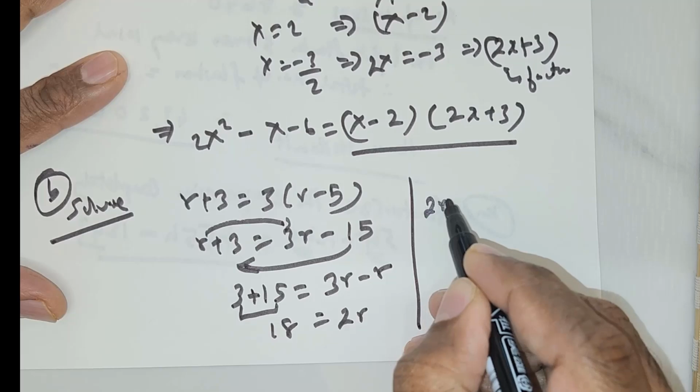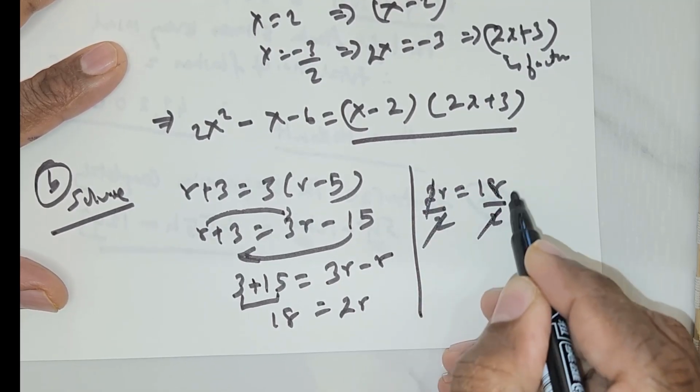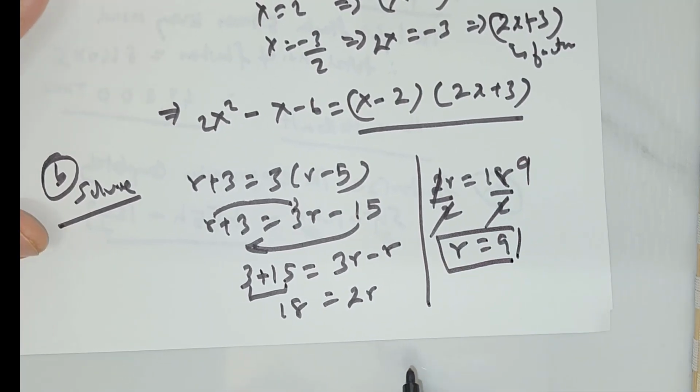So this can be rewritten as 2r is equal to 18. You divide by 2 both sides. 2 gets cancelled. 2 divides 18 nine times. So r is equal to 9. So that is the solution to this question. And this is the next question.